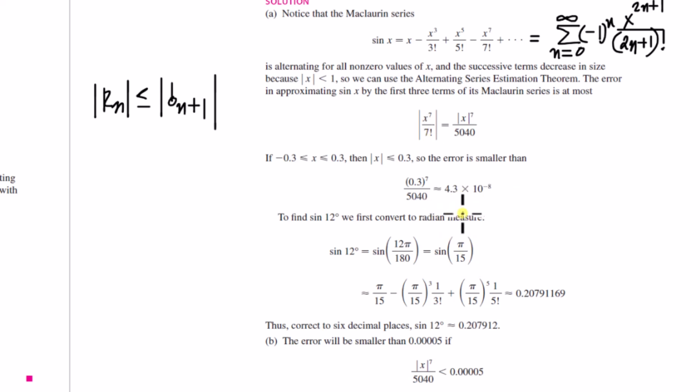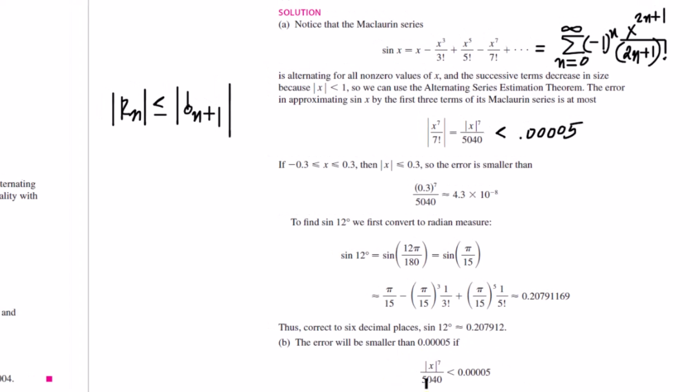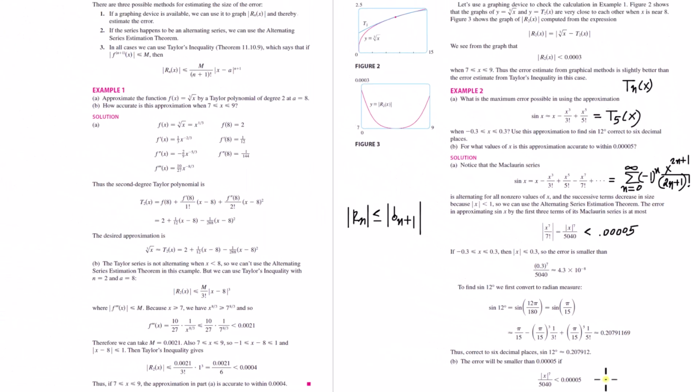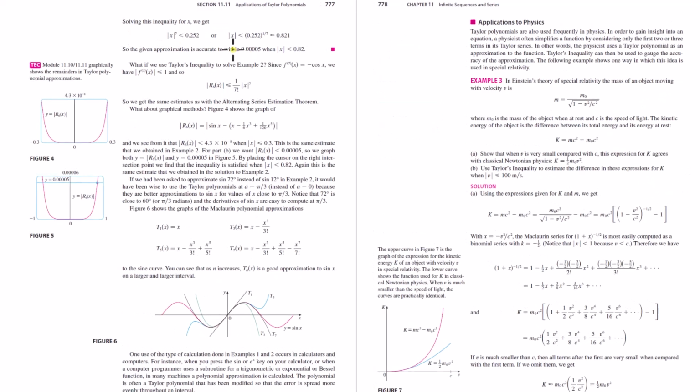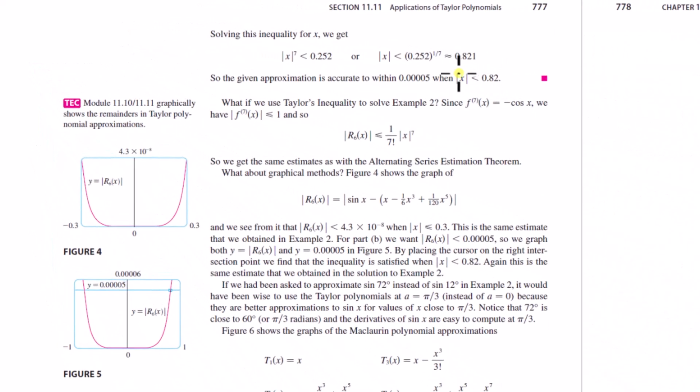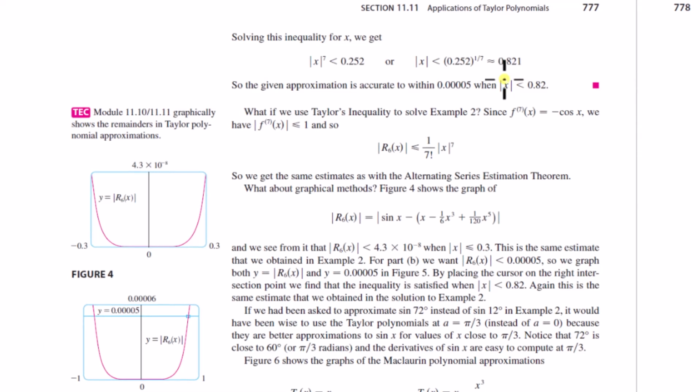So how do we figure that out? Well, this is the ceiling right here on the T sub 5 Taylor polynomial. So just solve this inequality. This needs to be less than 0.00005 and solve for x. And you see, that's what they do here. They solve for x and get 0.821. So the interval increased from minus 0.3 to 0.3 to minus 0.821 to 0.821.